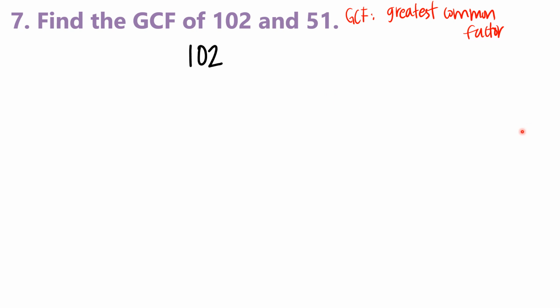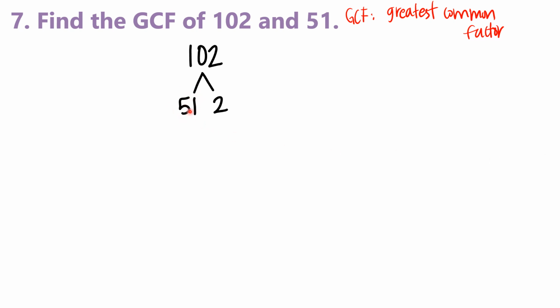All right, so we're going to make little factor trees for 102 and 51. Let's start with 102. 2 definitely goes into that, right, because it ends in 2. What is 102 divided by 2? That would be 51, right? 51 times 2 gives you 102.